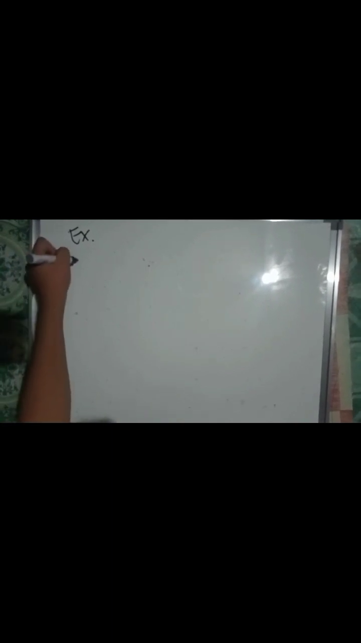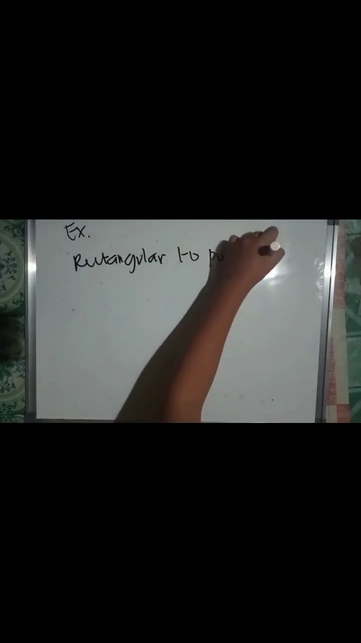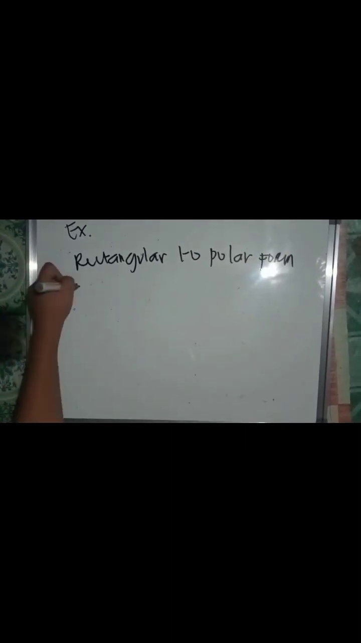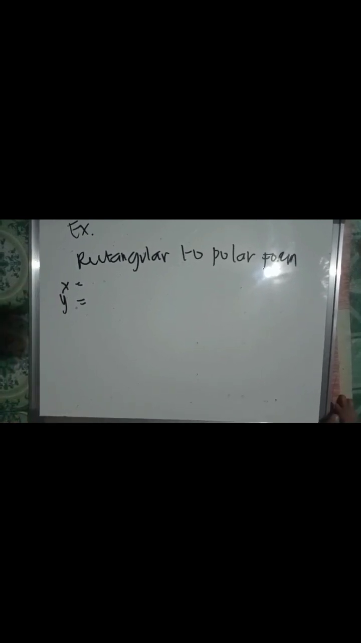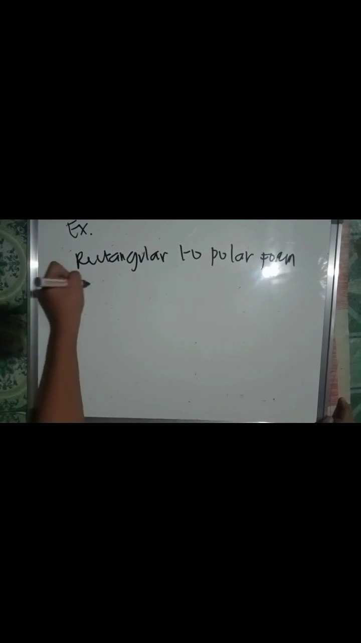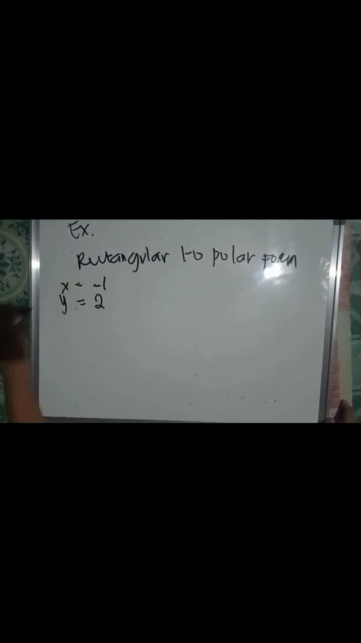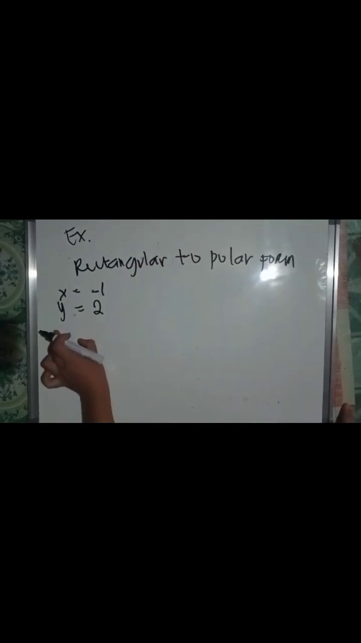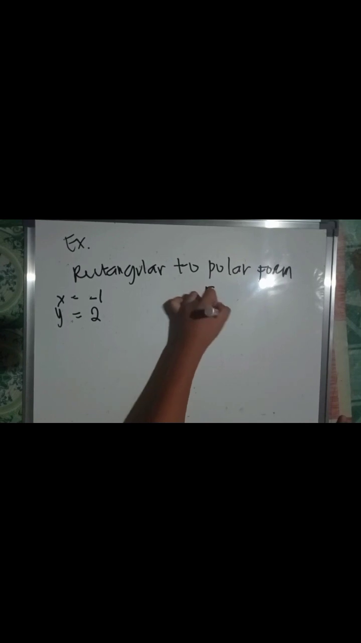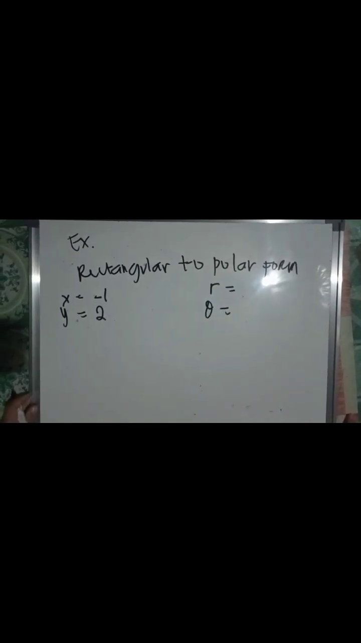Now let's proceed to our next example. Convert rectangular form to polar form. As we all know, our rectangular form is in the form of x and y. The value of x is -1 and for our y is 2. Converting this rectangular form, the result should be r and angle theta.